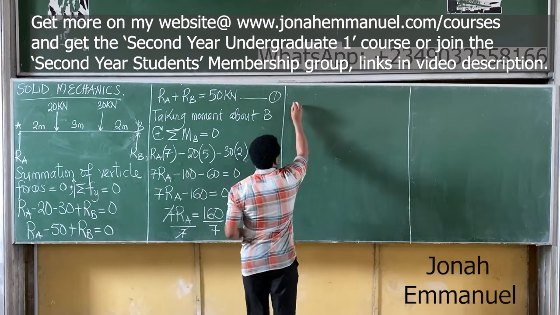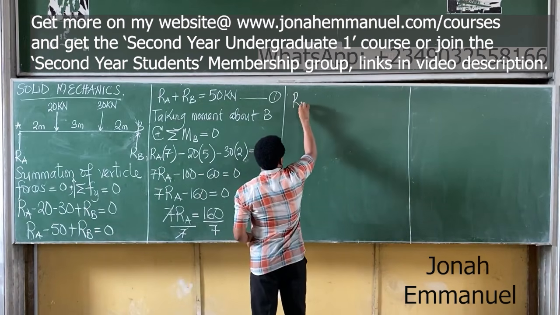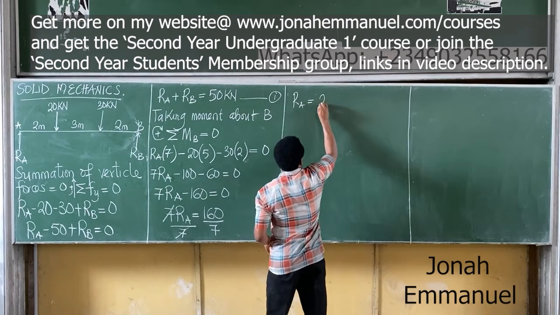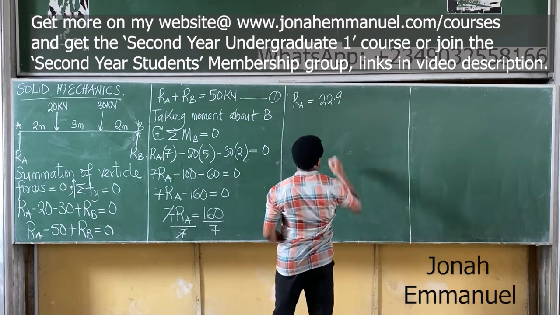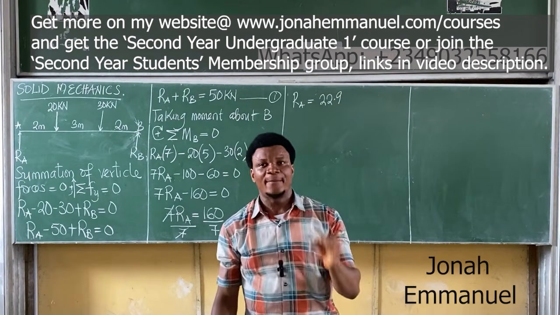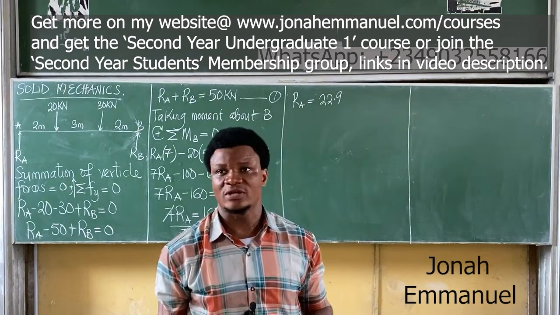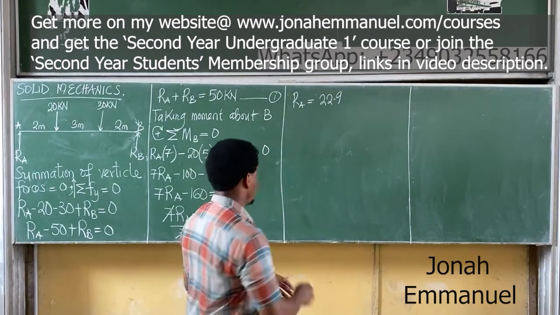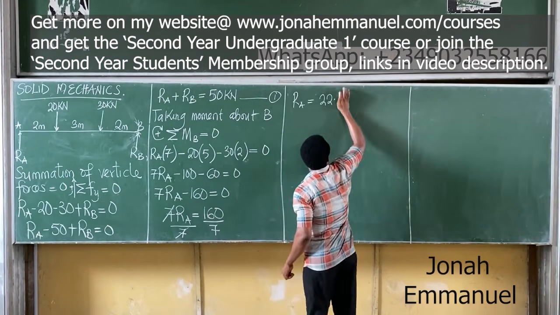So I'll have that RA is 22.86. Did you approximate well? If you are approximating, my advice would be to approximate to 2 decimal places. What do you have? 2 decimal places, 86. Please use 2 decimal places, please.